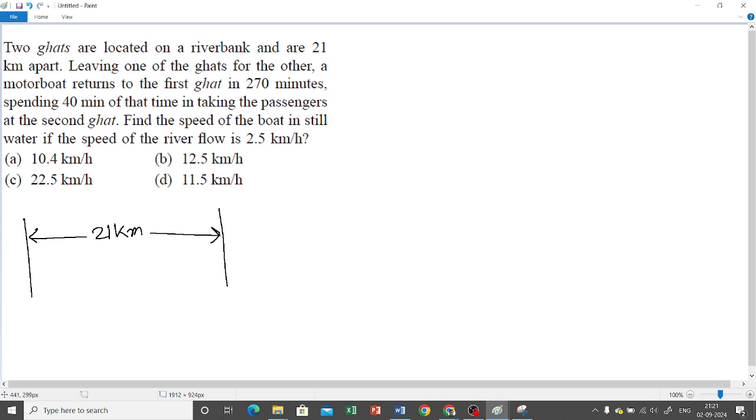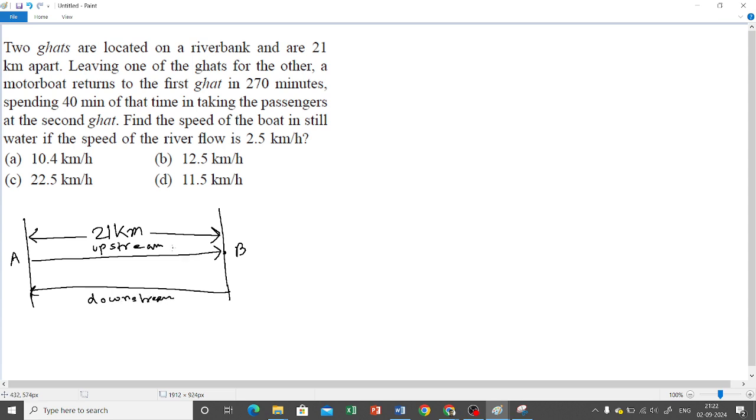Two ghats are located on a river bank and are 21 kilometers apart. Leaving one of the ghats for the other, a motorboat returns to the first ghat in 270 minutes. So this is 21 kilometers. Let me take this point as A and this point as B. From here to here, let me take this as upstream and this as downstream.